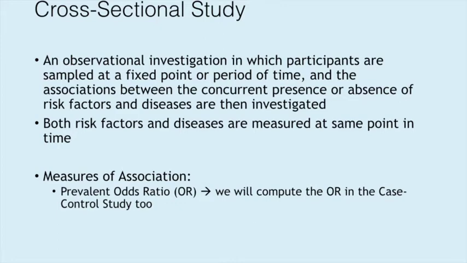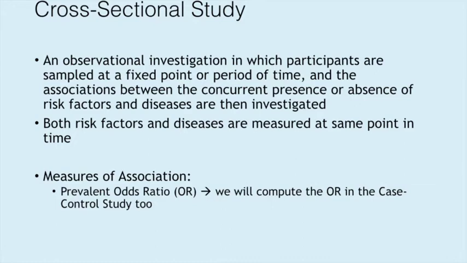A cross-sectional study is observing participants at a fixed time period, and the factors present or absent at that time and diseases are investigated. So both your risk factors and the disease that you're looking at are measured at the same point in time. Since they're measured at the same point in time, we have no evidence of temporality. So we don't know if those risk factors caused the disease or if the disease came first and those risk factors showed up later.